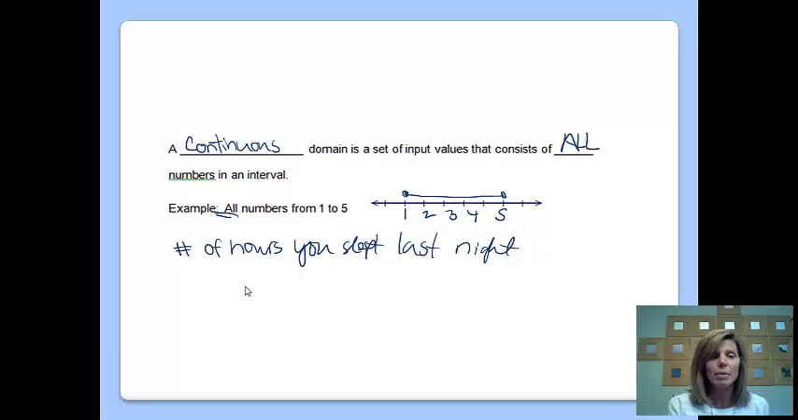So if I ask you how many hours you slept, that's continuous because it is possible for you to have slept anywhere. Like if it was from 1 to 5, you could have slept anywhere from 1 to 5 hours. It's going to include every value because it is possible for you to sleep a fraction of an hour or a decimal of an hour. So hopefully now you have a good idea of what discrete and continuous domains are.